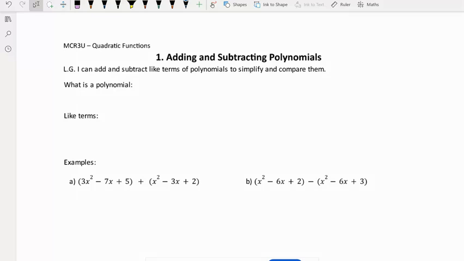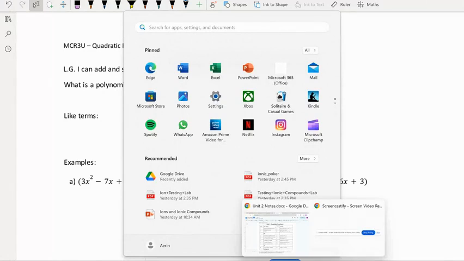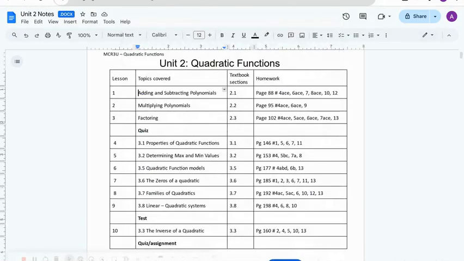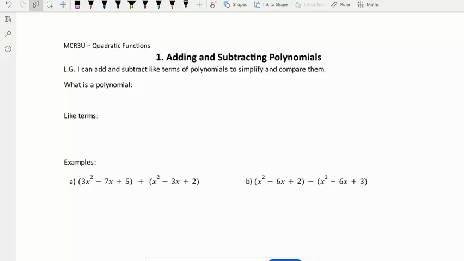Alright, welcome to Unit 2. This is a quadratics unit, quadratic functions, but we are starting with just reviewing polynomials first, and then you might notice there is a quiz, probably next week. And then we actually get into the quadratic stuff. So let's start with our polynomial stuff. We're doing lesson 1 and 2 because they are very, very short.